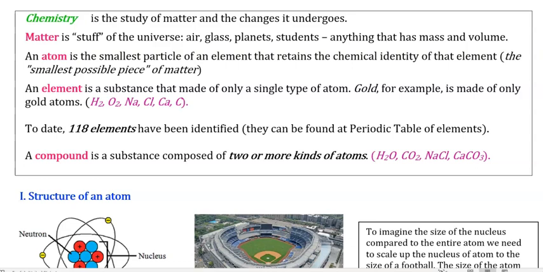A compound is a substance composed of two or more kinds of atoms. For example, water, H2O, or carbon dioxide, CO2, or table salt, or chalk. All are compounds. So back to atoms.